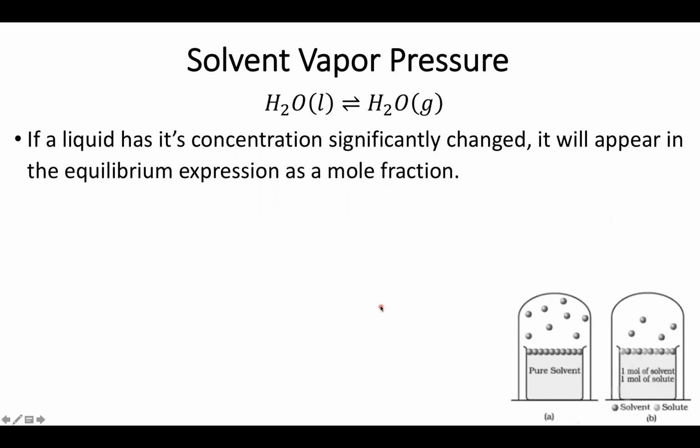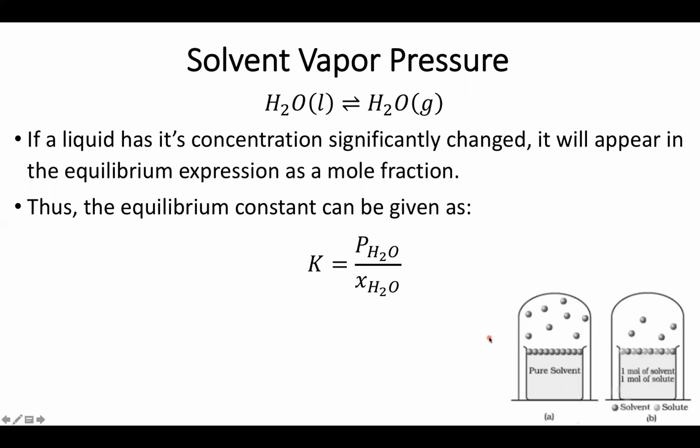So if the liquid concentration has significantly changed, it turns out that it will actually show up in the equilibrium expression. But where gases show up as pressures and solutes show up as molarities, it turns out that solvents and liquids and solids show up as mole fractions. So this means that I can now give my equilibrium constant as, again, products over reactants, but now it's going to be pressure of water over mole fraction of water. So this will apply for any sort of liquid gas interchange, where it's going to be the pressure of whatever my gas is over its liquid counterpart.